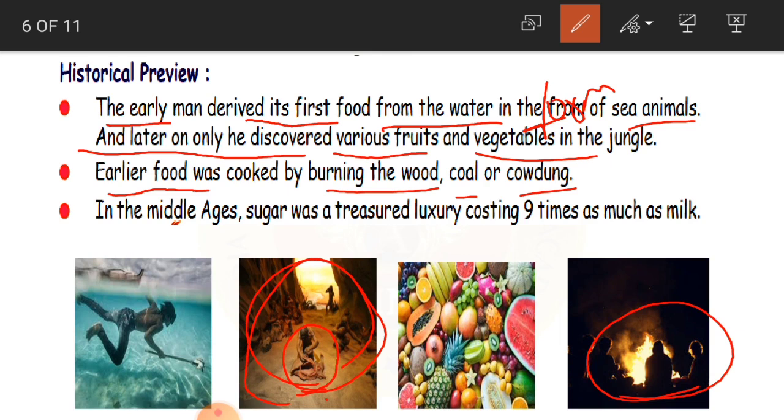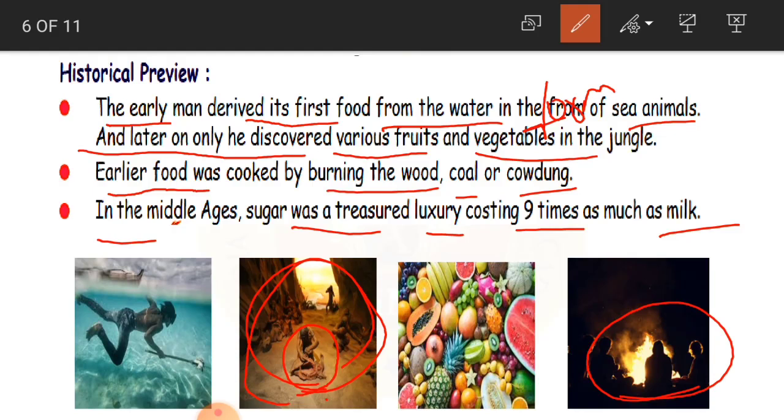Okay, children. So in the Middle Ages, sugar was a treasured luxury costing 9 times as much as milk. After the early age, there was a period which we call the middle age. Now what we are living in is called the modern age. So first it was early age, then middle age, now modern age. And in the middle ages, sugar came. Sugar is sweet, but its price was not sweet. It was very costly, a treasured luxury.